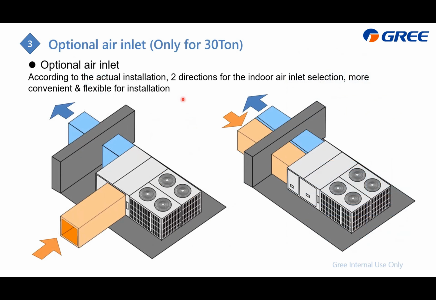For the 30-ton model, besides this, you can select the air return and air outlet at the front. We can also offer the other air return, which is from this one. So in conclusion, you have two options for the air return. One is at the front and the other is at the side. This is only for the 30-ton model.